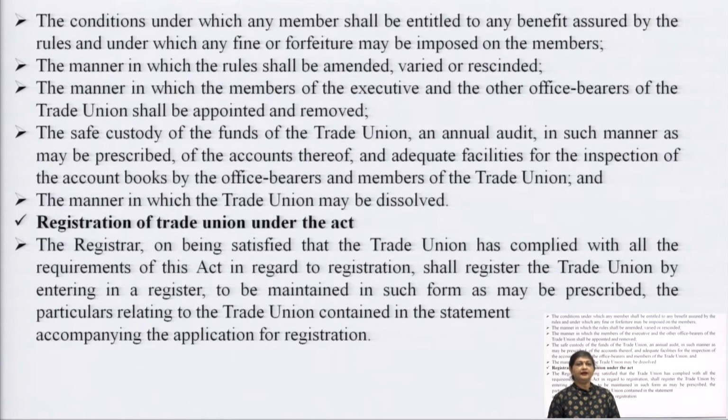The conditions under which any member shall be entitled to any benefit assured by the rules and under which any fine or forfeiture may be imposed on the members. The manner in which the rules shall be amended, varied or rescinded. The manner in which the members of the executive and the office bearers of the trade union shall be appointed and removed. The safe custody of the funds of the trade union and annual audit in such manner as may be prescribed of the accounts thereof, and adequate facilities for the inspection of the account books by the office bearers and members of the trade union, and the manner in which the trade union may be dissolved.